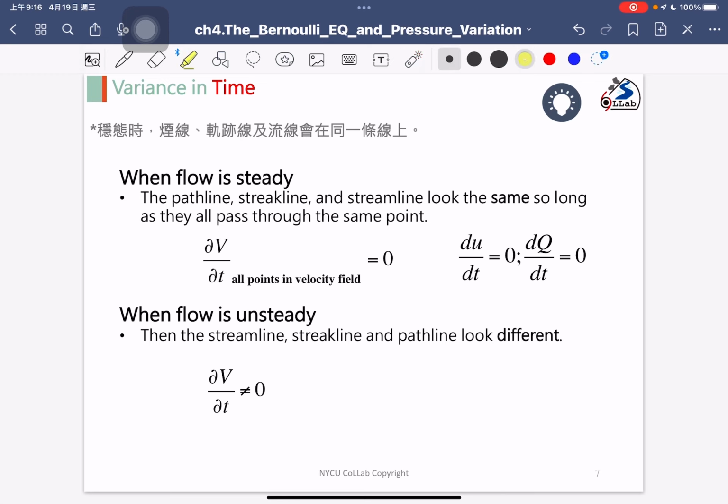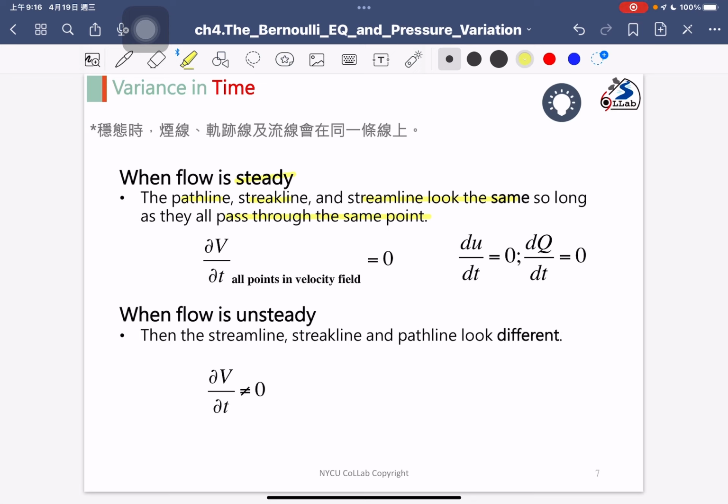That means if we consider our flow is steady, then we can say that the path line, track line, and streamline look the same, so long as they all pass through the same point. They are the same. Okay, so that's the idea. If it is steady flow, all the streamlines, path lines, and track lines look the same. But if unsteady, they are different.